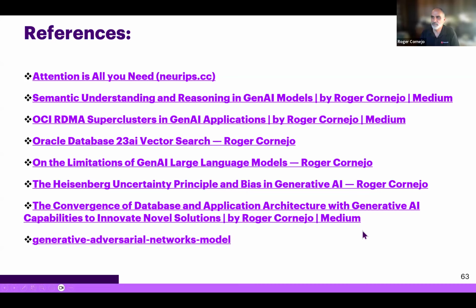This paper was actually accepted in Oracle magazine, Oracle World magazine, an interesting article about how database professionals and generative AI professionals can work together in building these applications, really in a team effort. And then, of course, a link here for the generative adversarial networks.